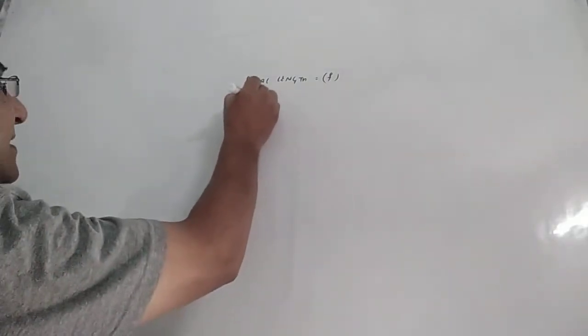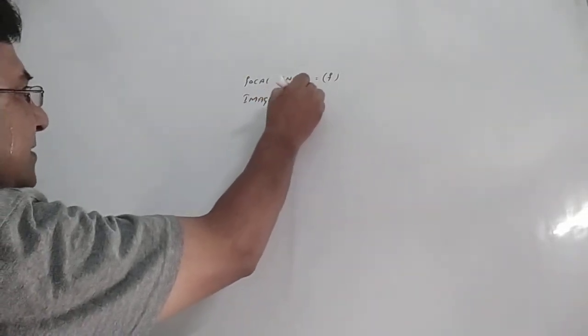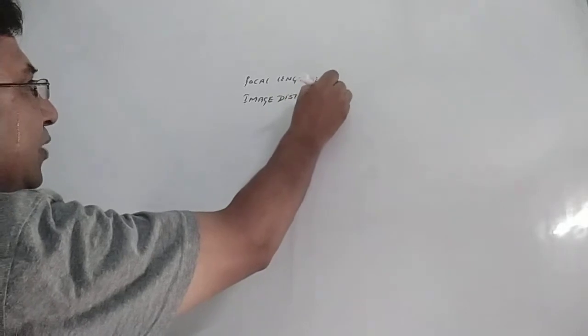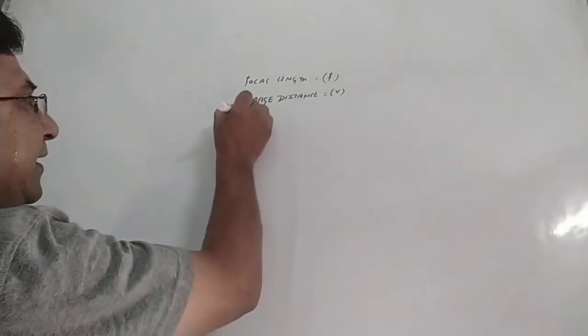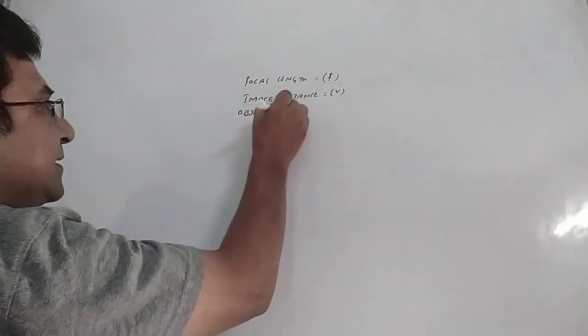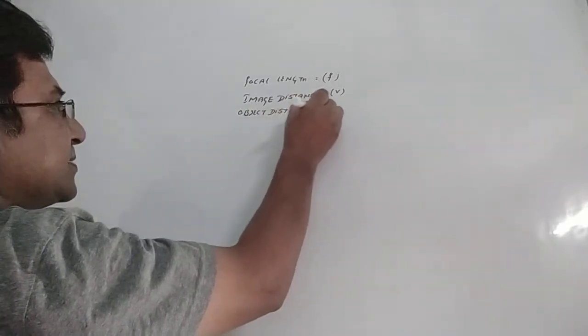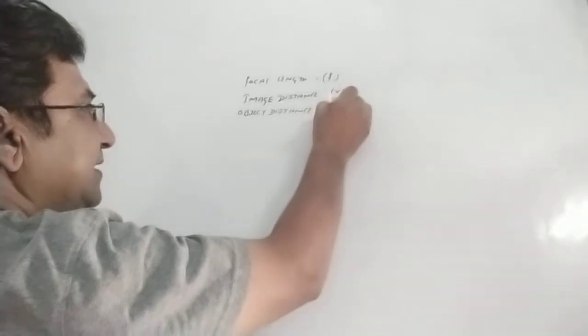And the image distance: this is the distance between the pole and the image formed, and that is symbolized as V. And object distance: the distance from the pole to the object is called the object distance, symbolized by U.